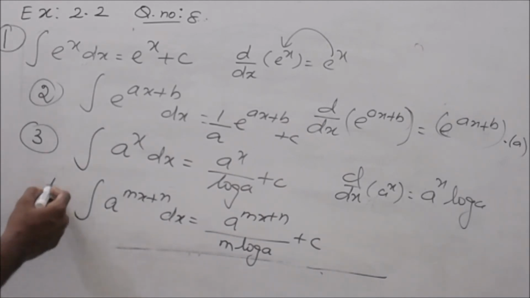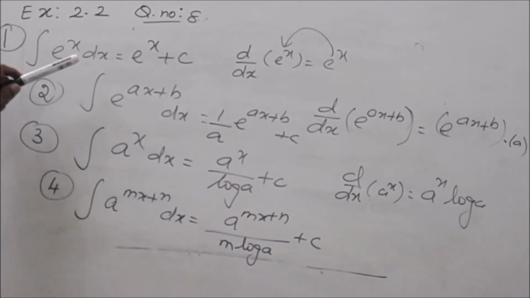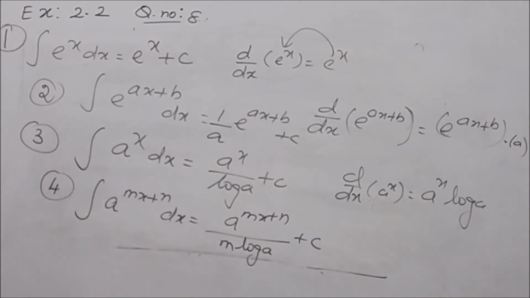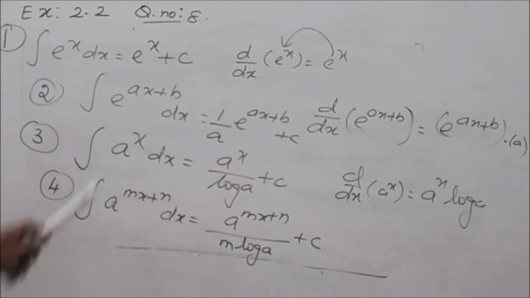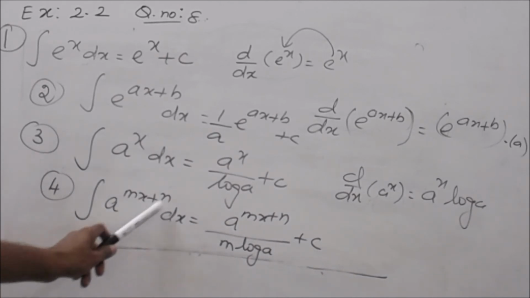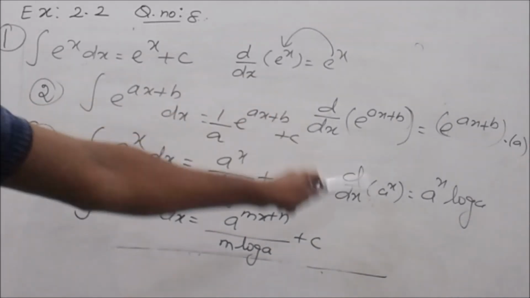I have given 4 formulas here. These 4 formulas will be utilized in the next exercise, exercise 2.3. So go through these formulas along with the previous formulas, as they will also be used. Now first formula, e power x dx is e power x plus c. The second one, e power ax plus b dx is equal to 1 by a e power ax plus b plus c. Then a power x dx is equal to a power x by log a plus c. And then a power mx plus n dx is equal to a power mx plus n divided by m log a plus c. And these are the respective differential formulas.